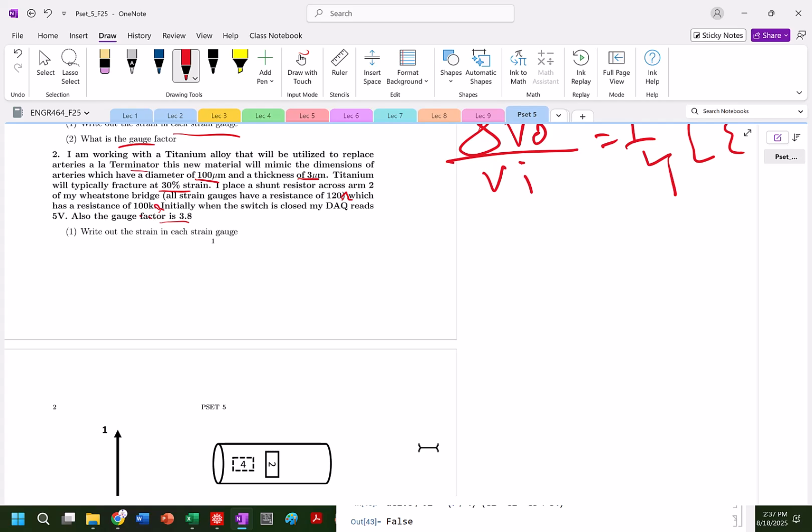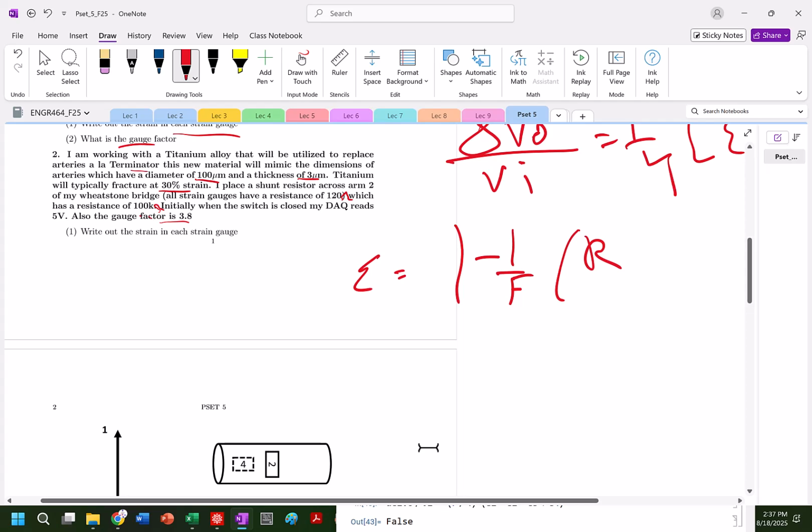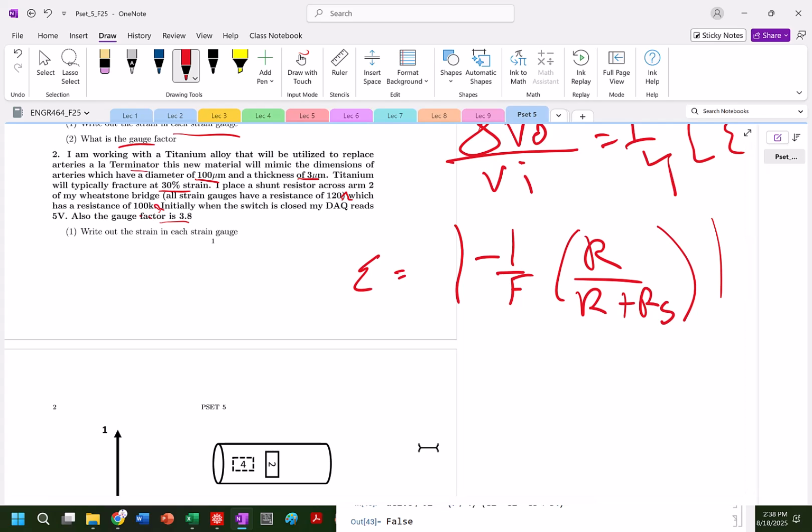So we know when we're dealing with a shunt resistor, my strain is going to be equal to the absolute value of minus 1 over F of R, which is just going to be the 120 ohms, over R plus R shunt, which is 120. So this is going to be the strain just when we close essentially that shunt and that switch.